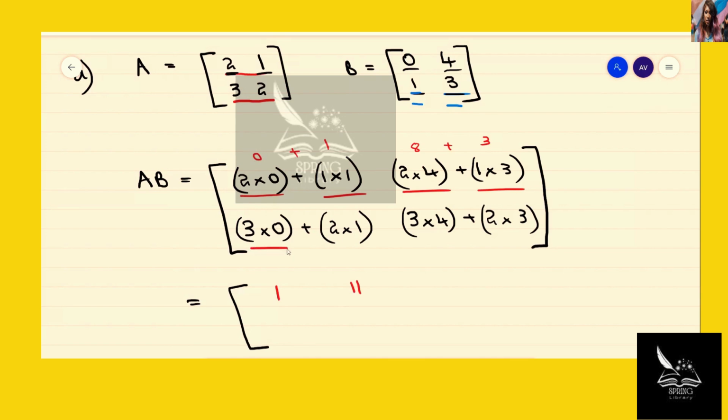Then we have 3 times 0, which is 0. 2 times 1, which is 2. 0 plus 2 is 2. 3 times 4 is 12. 2 times 3 is 6. 12 plus 6 is 18. And this would be the required answer that we have to find for the first part of this question.